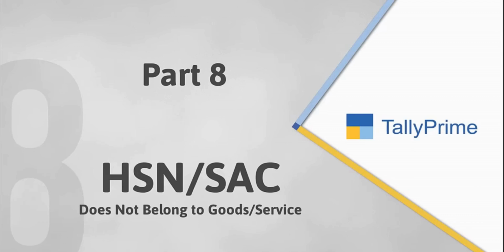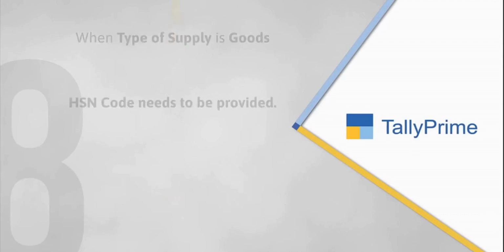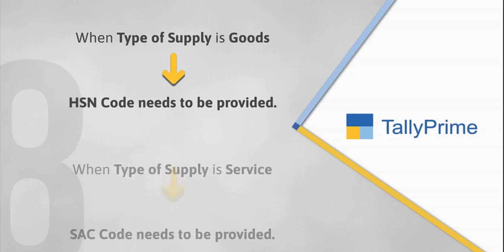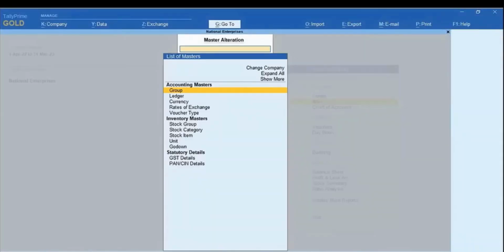Now, it may happen that you have specified an SAC code for a goods item or an HSN code for a service item. When you choose goods under type of supply, you need to provide HSN code for the good. And when you choose service under type of supply, you need to provide SAC code for the service. It may happen that you choose the wrong type of supply in the stock item.